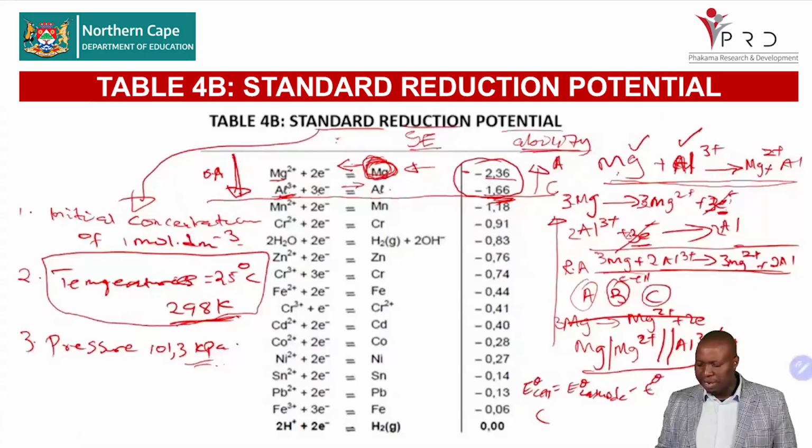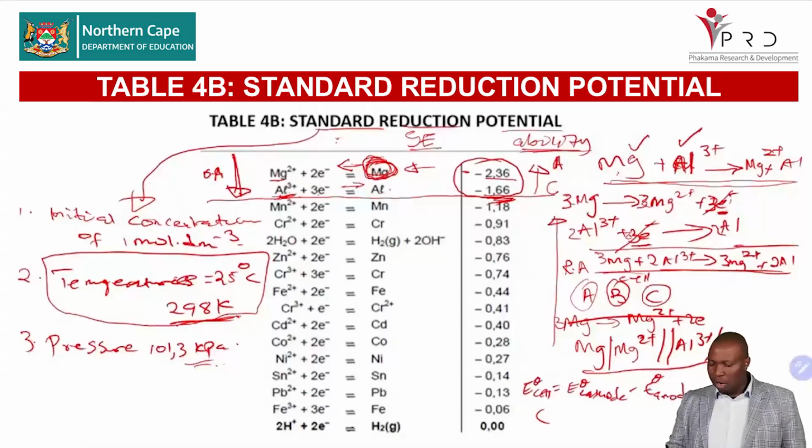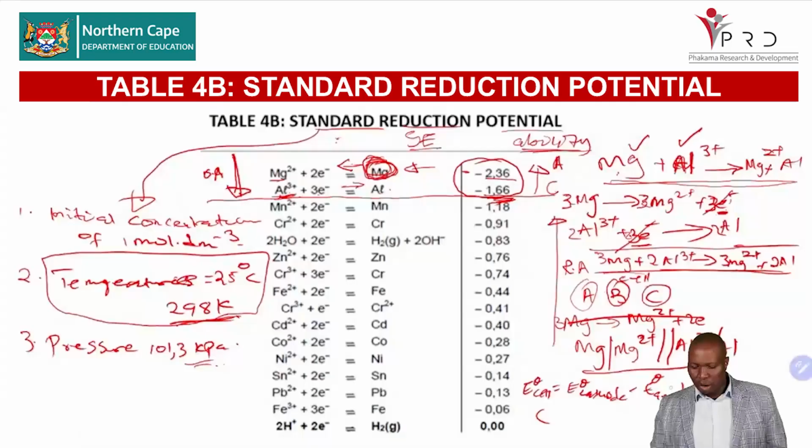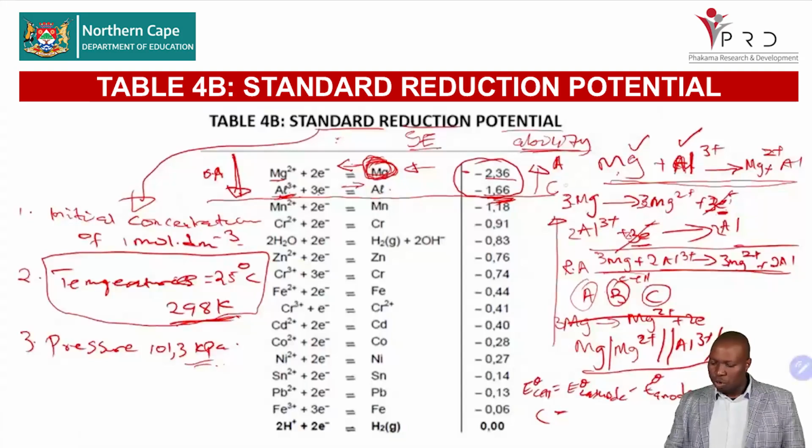Don't change the formula, please. Copy it the way it appears in the data sheet. Just go and copy it. You can talk about E of the oxidizing agent minus E of the reducing agent, which is still fine. You can use that formula as well. And you said the reducing agent is magnesium, and the oxidizing agent is aluminum 3+.